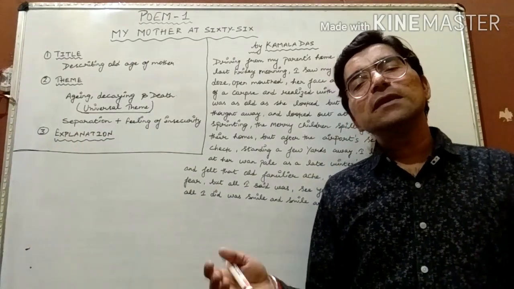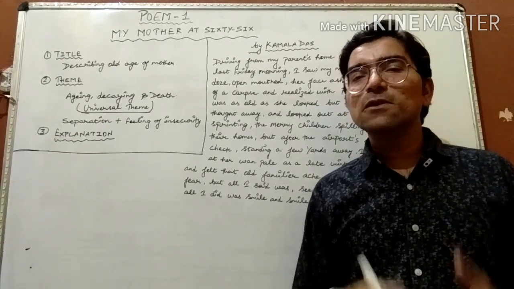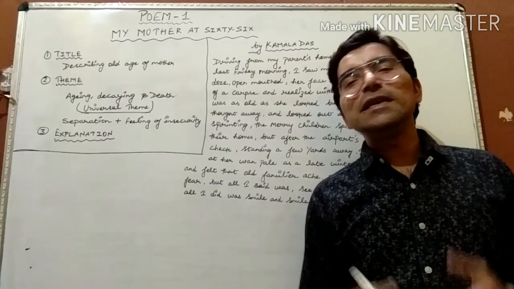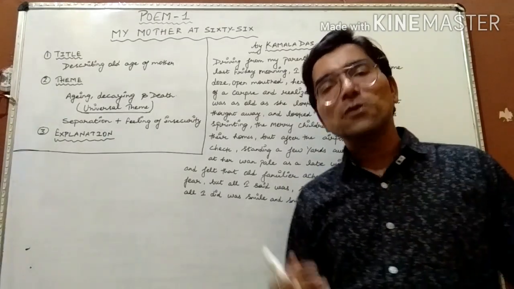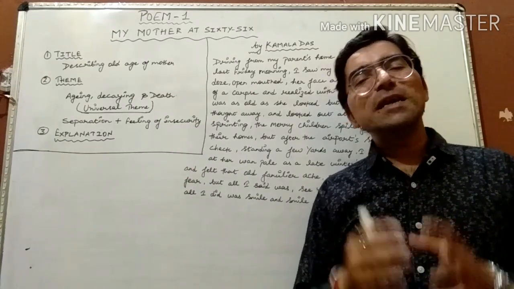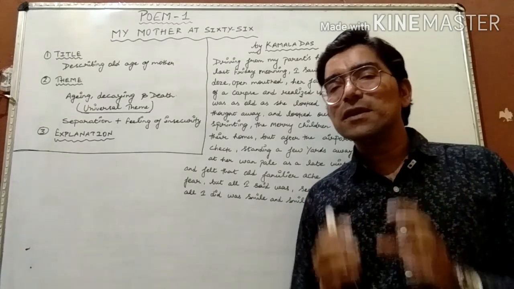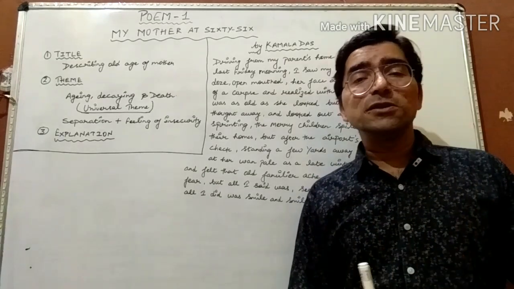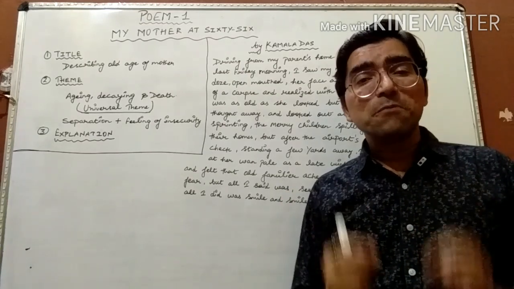Where there is love, there is feeling of separation. Where there is love, there is feeling of separation, there is feeling of insecurity. Because we never want to lose our near and dear ones. We always want to live in association with our near and dear ones. So this theme shows association or immense love of an individual towards human relations. And in this poem we are talking about the relationship of a daughter to that of her mother.